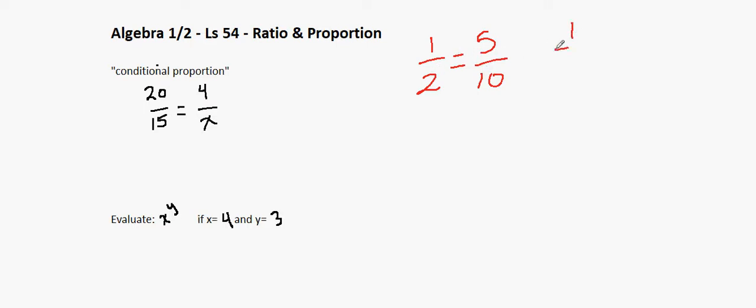I can say 1 over 2 is 7 over 10. Doesn't make it true, though. This is what's called a false proportion. It's really not showing something that's true.